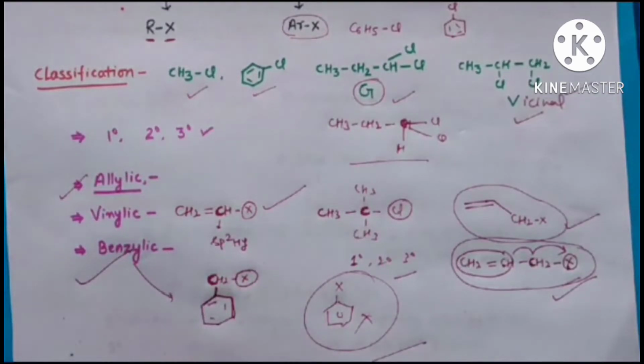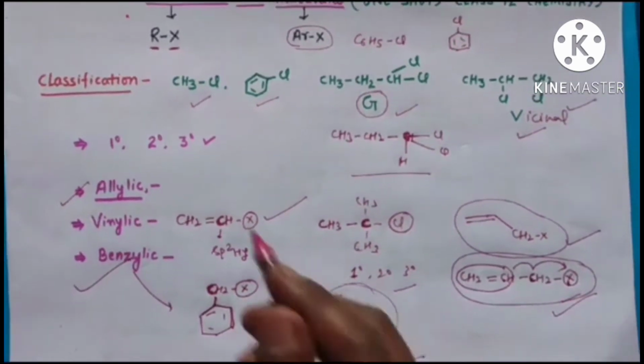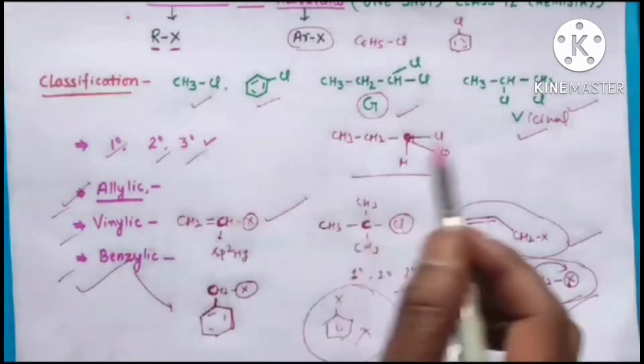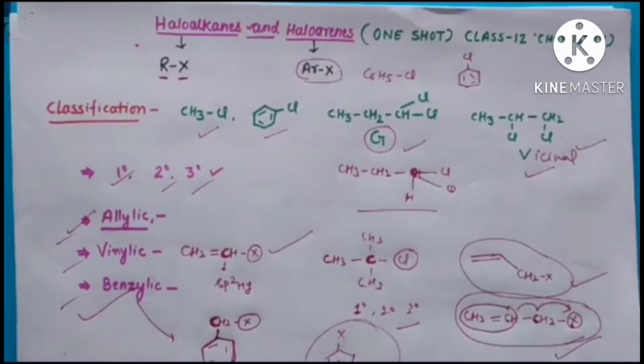Okay, so now this is the basic classification. So note down 1 degree, 2 degree, 3 degree, allylic, vinylic, benzylic, and the simple classification of these haloalkanes. I think it is clear to you.